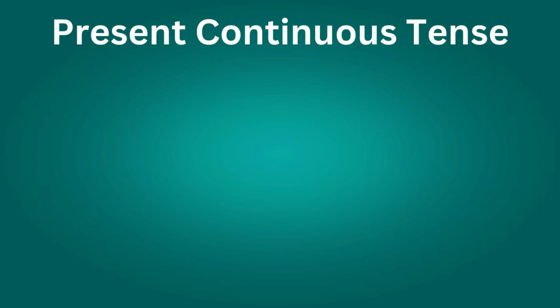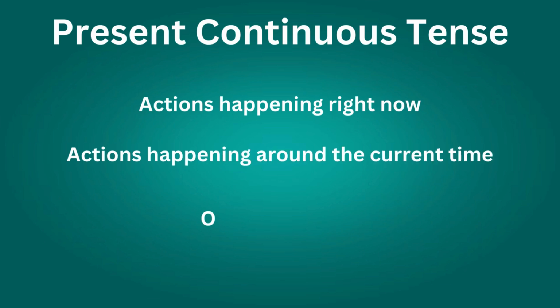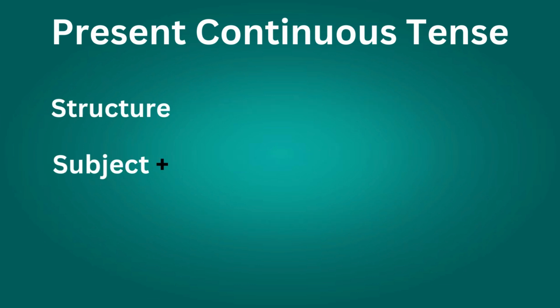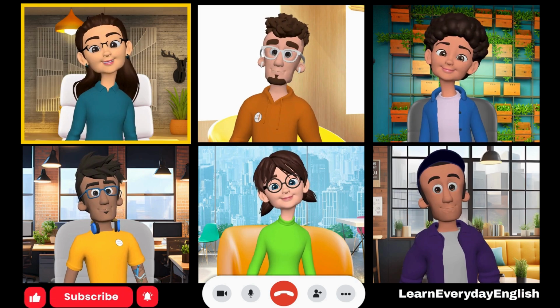This tense is used to describe actions happening right now, actions happening around the current time, and ongoing actions. Let's get started. The structure is simple. Subject plus am, is, are, plus verb plus ing. For example, I am talking.